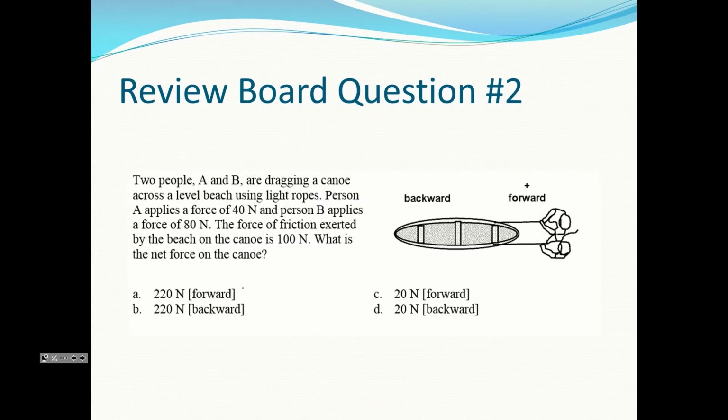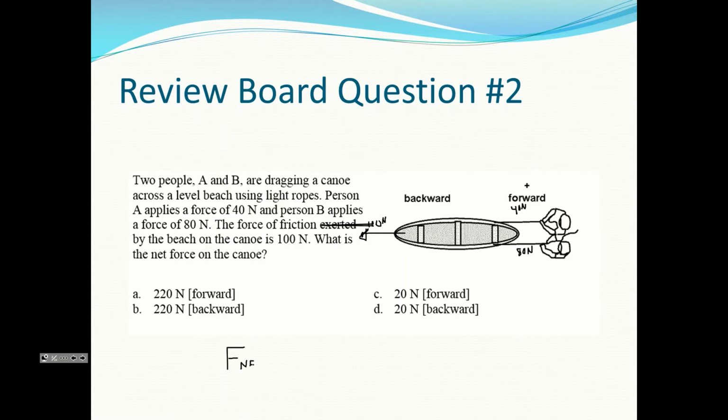Two people are dragging a canoe across a level beach using light ropes. Person A applies a force of 40 newtons. Person B applies a force of 80 newtons. And there's a force of friction, what's not shown in here, that's 100 newtons. That's 100 newtons force of friction. What is the net force on the canoe?